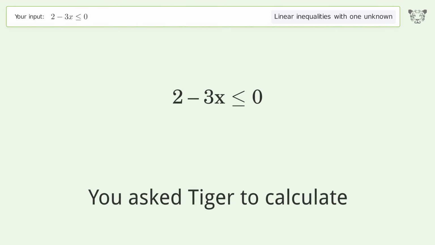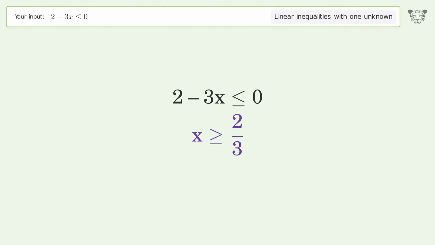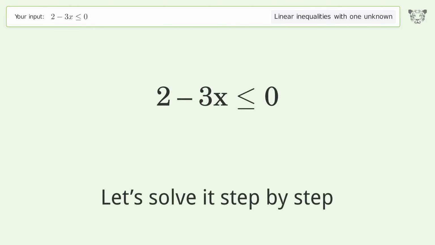You ask Tiger to calculate. This deals with linear inequalities with one unknown. The final result is x equal or greater than 2/3. Let's solve it step by step.